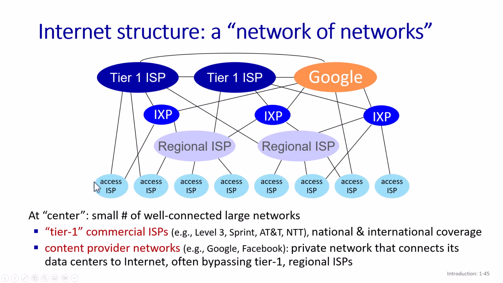And of course, we have access networks that are connected either directly to Tier 1 ISPs, or they may be connected to regional ISPs, which are connected to Tier 1 ISPs or internet exchange points. And we may have content providers that are directly connecting to access networks. And this is a general hierarchical overview of the internet structure.